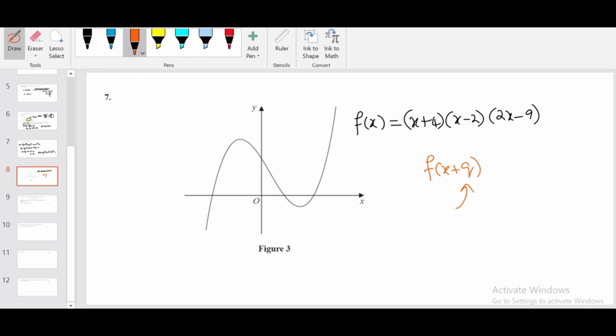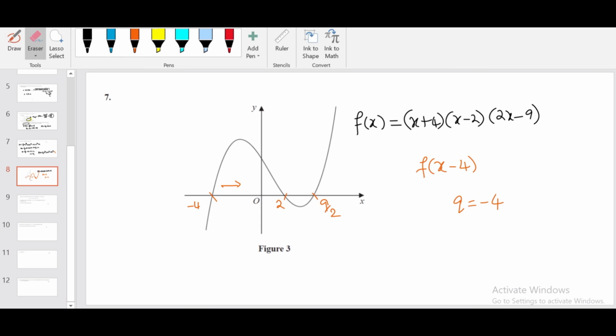If it's a positive number, you need to move the graph to the left side. If it's a negative number, you need to move it to the right side. First, from the function, as you can see, this is minus 4. This point is 2. This point is 4.5, 9 over 2. And think about it. You need to move the given graph to the left or right so that it passes through the origin. When you move 4 units to the right, you will get this graph, right? So the function representing the graph is f(x minus 4). So q is minus 4, right?